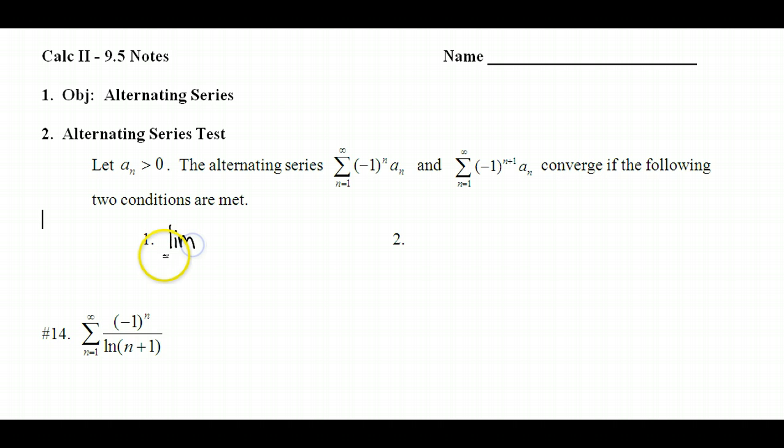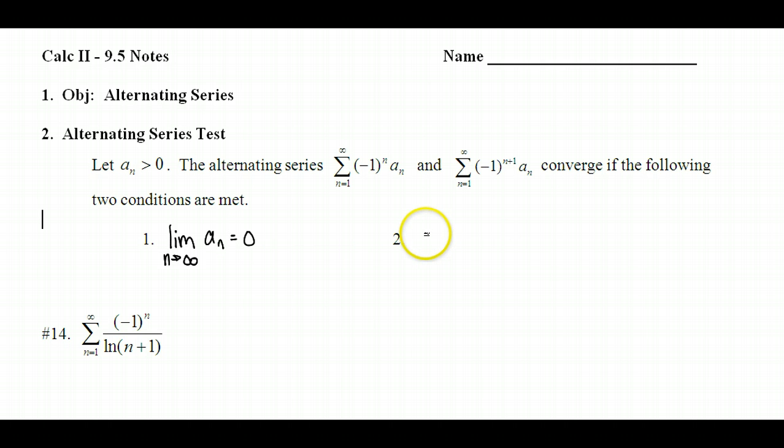The first one, the limit as n is approaching infinity of a sub n, has to be equal to 0. Well, that's pretty basic, and we actually know that from back in section 2, that if the limit of the sequence portion of this doesn't equal 0, well then it's going to diverge by your nth term test. So that's the first condition that has to be met.